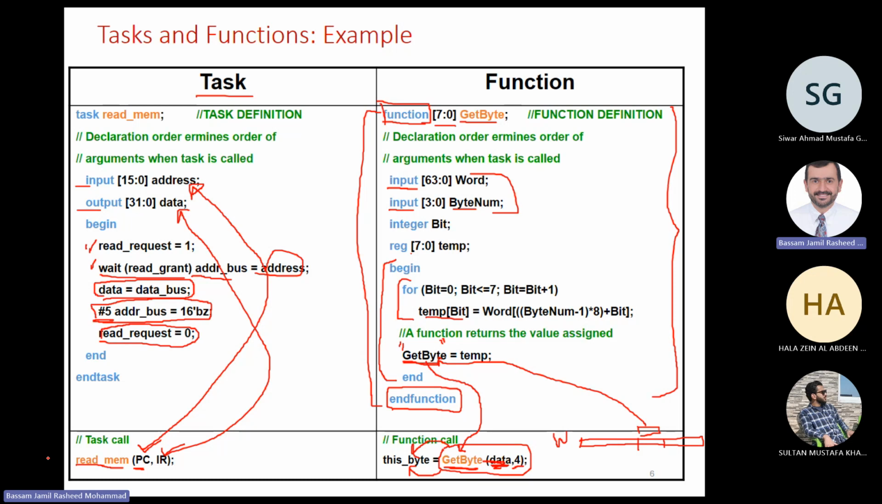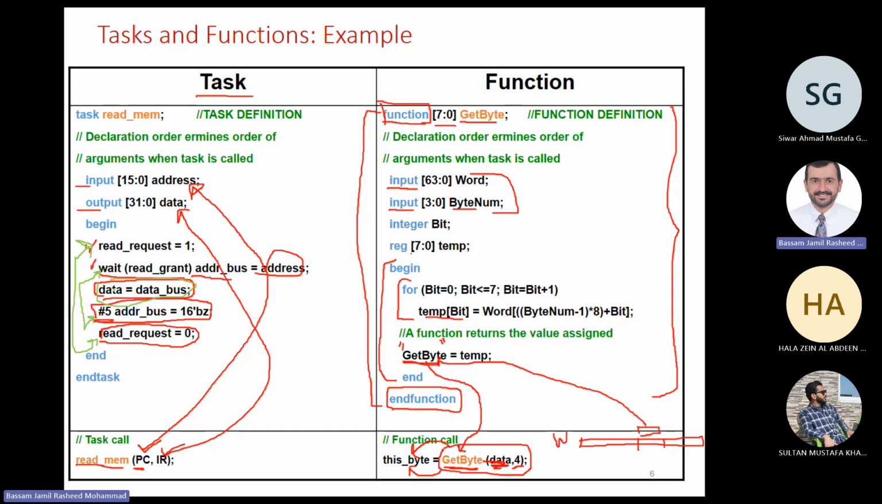Notice the following is that this is a protocol of accessing the bus. You set read request at the beginning of the read, and you set it to 0 when you are done. You drive the bus with the address, and then when you are done, you relinquish the bus. You let go of the bus, you don't have it anymore. And in the middle you get the data here.